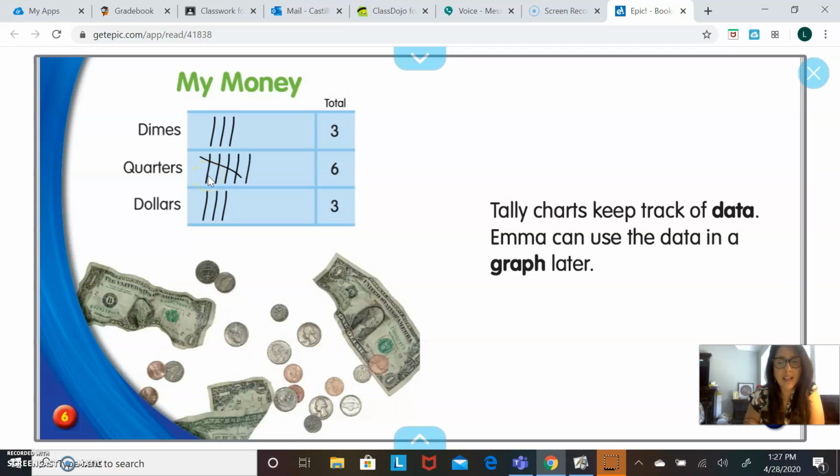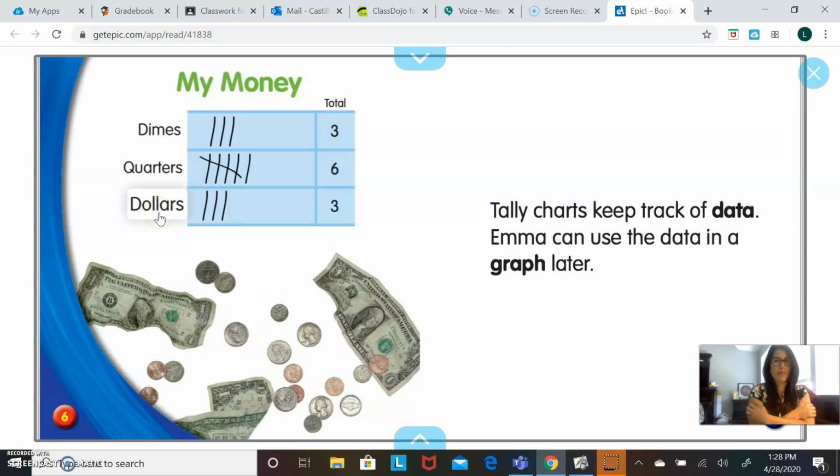So then we can use the count on strategy to count how many quarters. We don't have to count each individual tally mark if it shows this way. We know this is 5 and then 6. That shows 6 for total. How many dollars does she have? Right, 3. So when we analyze and interpret this tally chart, we can say this tally chart is showing us how many dimes, how many quarters, and how many dollars Emma has in her piggy bank.